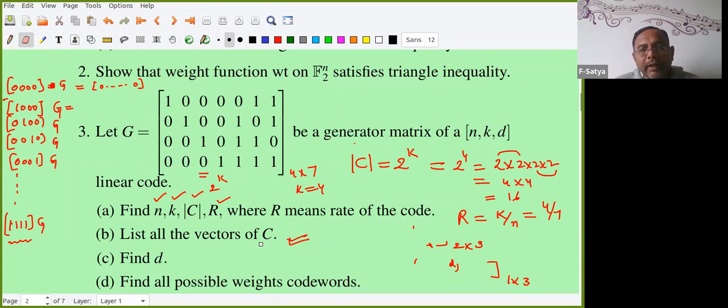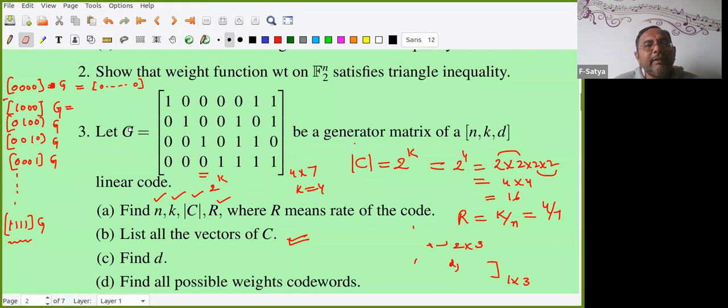How to find all the code vectors? Take K. K value is how much? 4. So now take all the possible binary vectors of length 4 and multiply them by G. How many are there? 16 are there. So I'll get 16 vectors.